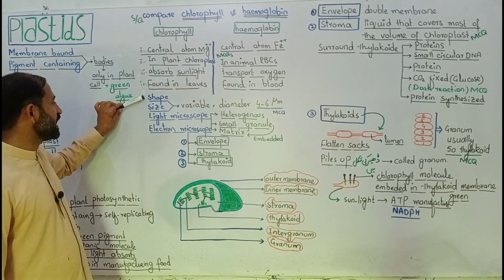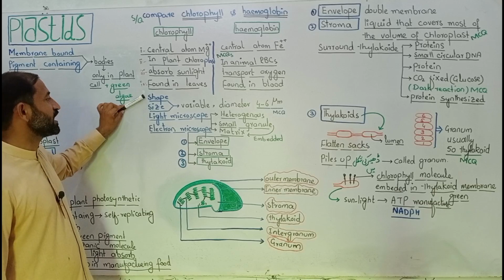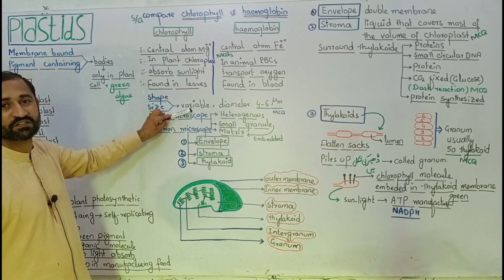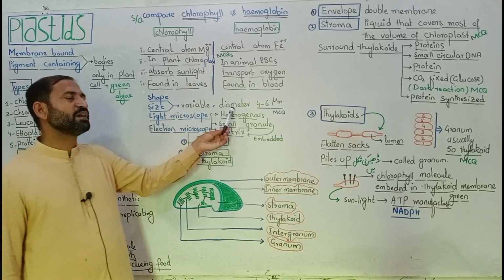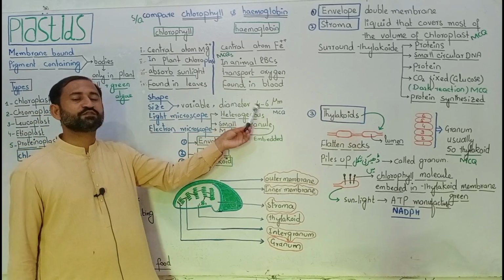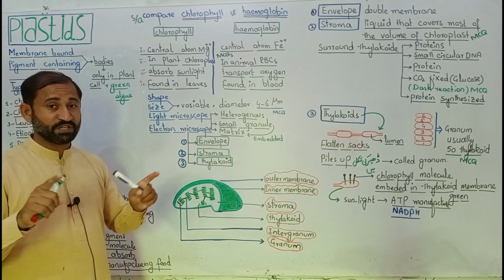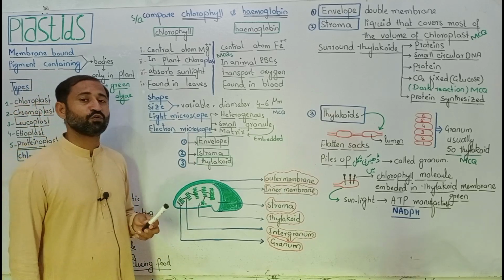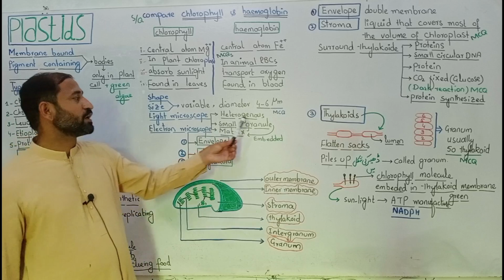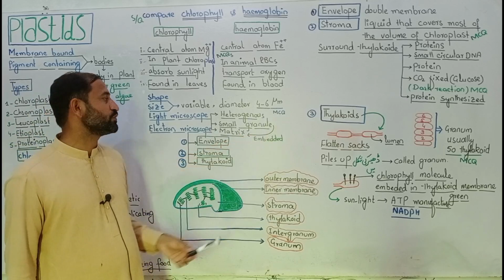Next one is shape and size. The shape and size of chloroplast is variable. And the diameter is also variable, and the diameter ranges from 4 to 6 micrometer. The diameter of chloroplast ranges from 4 to 6 micrometer. This one is also an MCQ.